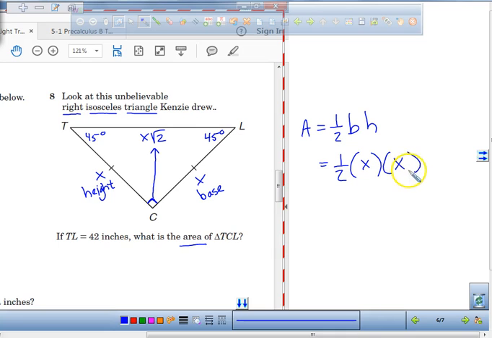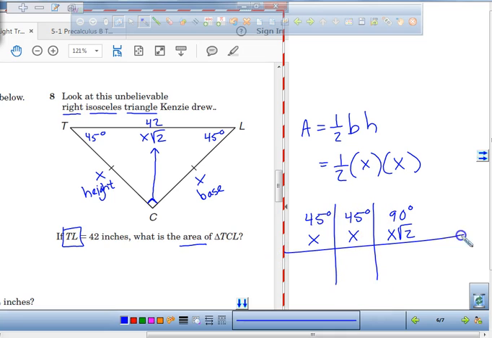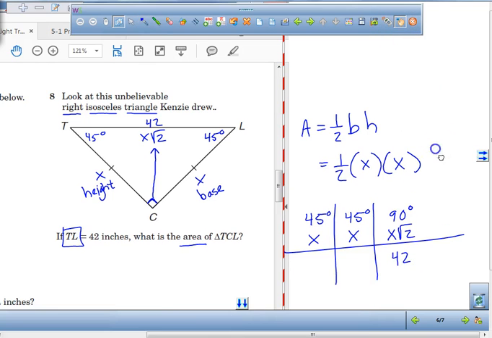So what do you have to solve for? You've got to solve for x. What's the only piece of information? The hypotenuse is 42. So everybody write it down. 45, 45, 90. x, x, x radical 2. Here we go. What in the world is my 90-degree side in this particular case? 42, you are right.